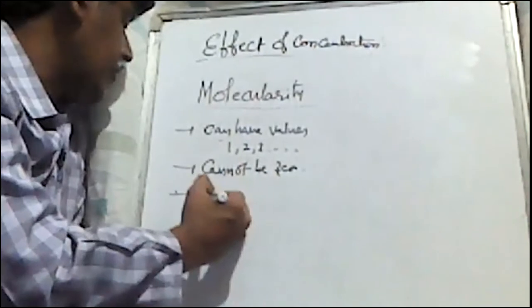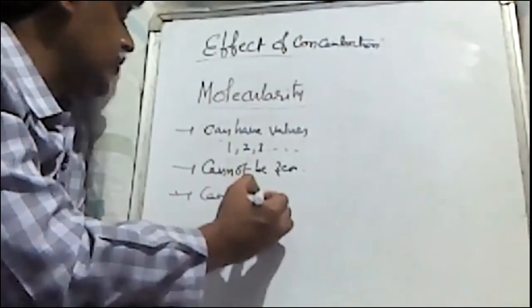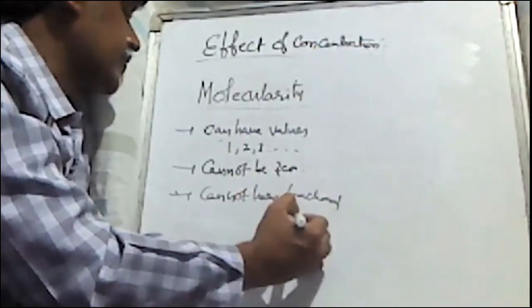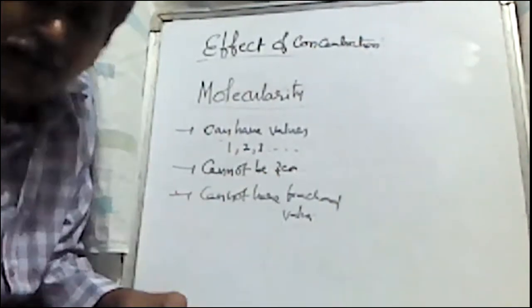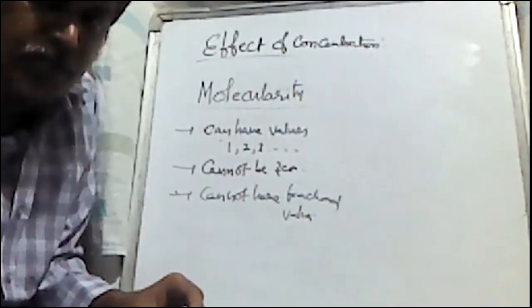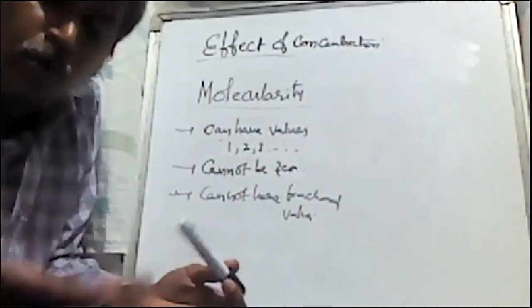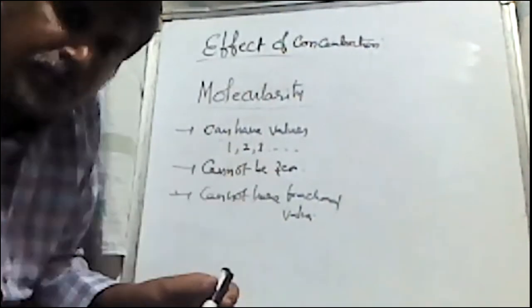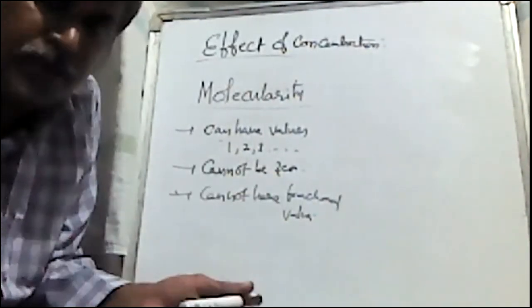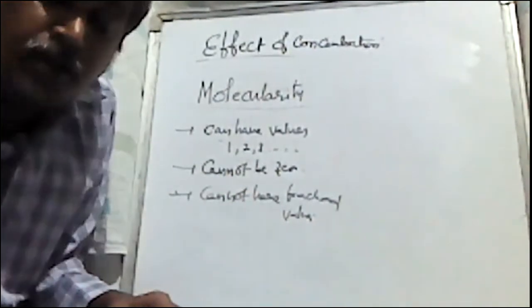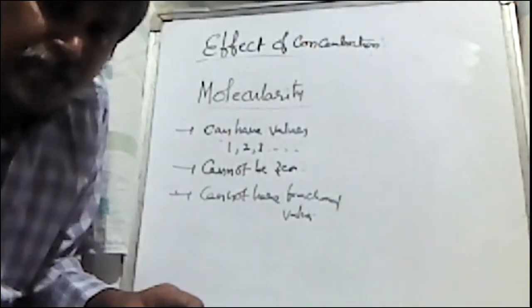Then, it cannot have fractional values. Either one molecule will participate, two molecules will participate, or three molecules will participate. But 1.5 molecules, how will that happen? It would mean that in one molecule, half a molecule participates and the rest cannot participate. That never happens. That's why it cannot have fractional values.